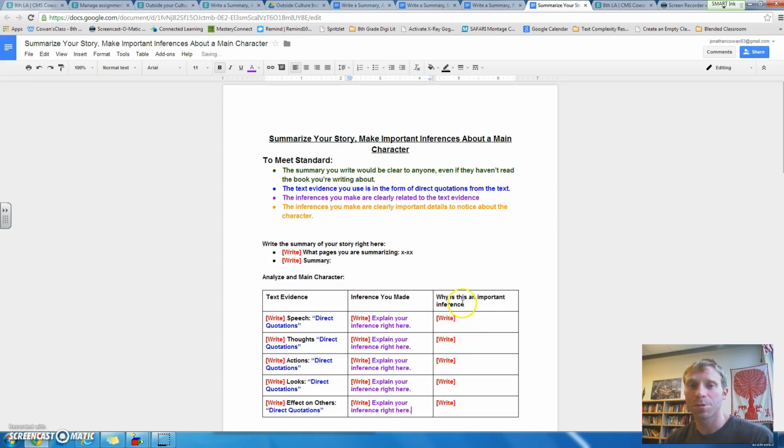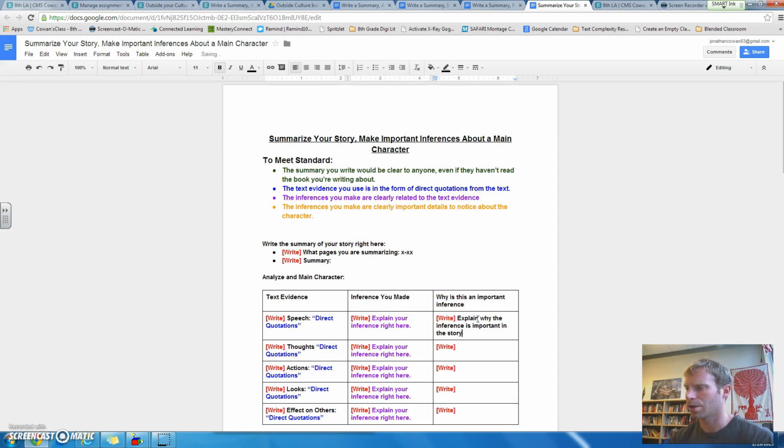And then you need to explain why that is an important inference. So over here, why was this piece of evidence important? Why was the inference important? How does that impact your story? Why does that show us something important about your character that's going to matter as you go on throughout the story? So the inference, explain why the inference is important in the story.